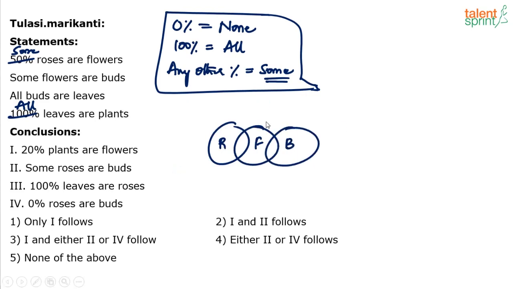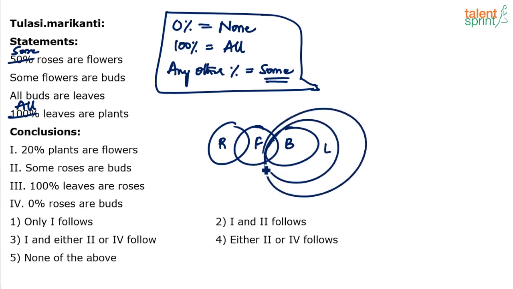You know what happens in a basic diagram, right? Minimum encroachment. Try and draw the circles or the sets in such a way that there is minimum overlapping. So some roses are flowers, some flowers are buds, all buds are leaves, and all leaves are plants. So this is the basic diagram for the given set of statements.